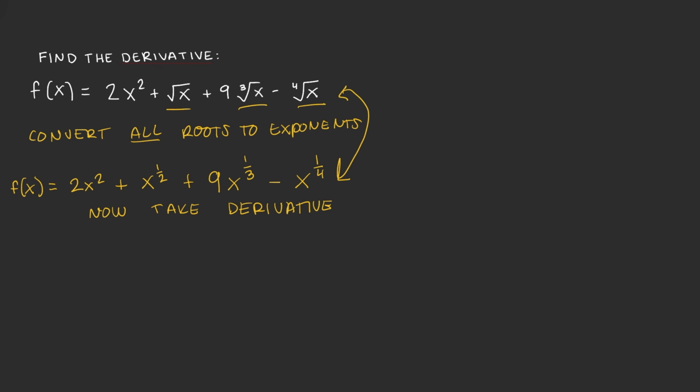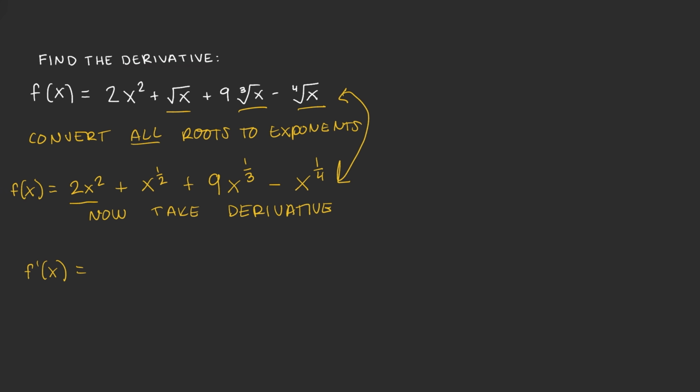Okay, so f prime of x would be, for this first term, remember we just bring the exponent down, times by this number right here, and then take 1 away from the exponent. So if we're bringing the 2 down and we're multiplying it by the 2 that's already there, we would just get 4x, and then 2 minus 1 would just be 1, so that just leaves 4x.